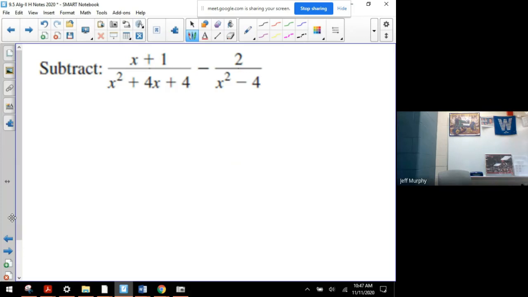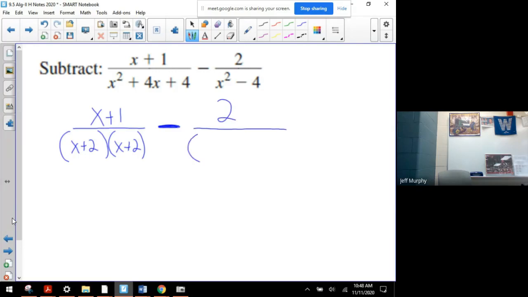So what I would be doing is writing it down like this. x plus 1 over, what times what's 4? It's 4, that's 2 and 2. So it'd be over x plus 2, x plus 2. Now this is a subtraction one. And then a numerator of 2, this is a difference of squares.